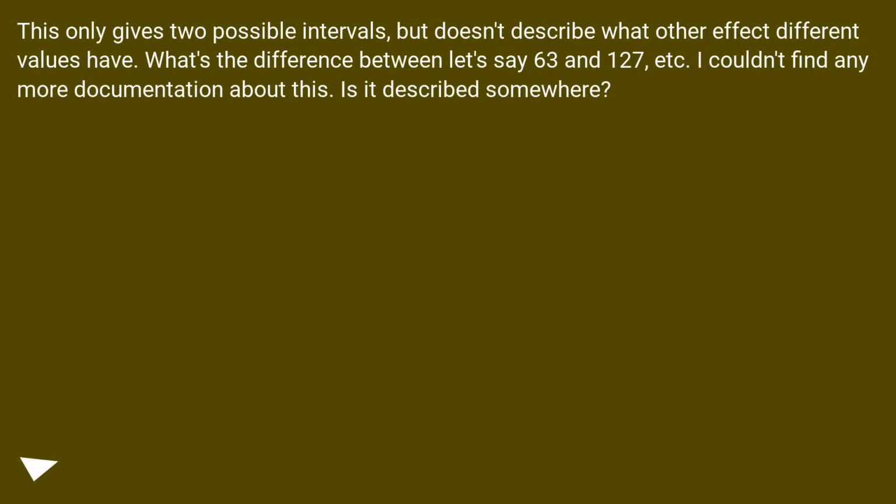This only gives two possible intervals, but doesn't describe what other effect different values have. What's the difference between, let's say, 63 and 127, etc.? I couldn't find any more documentation about this. Is it described somewhere?